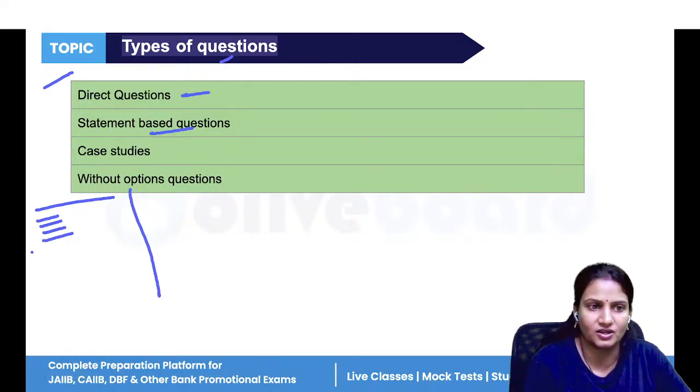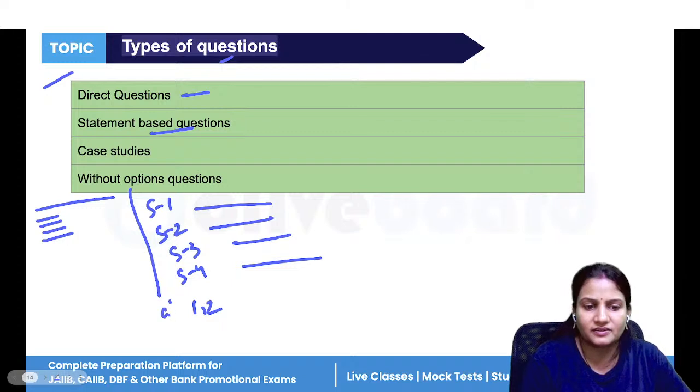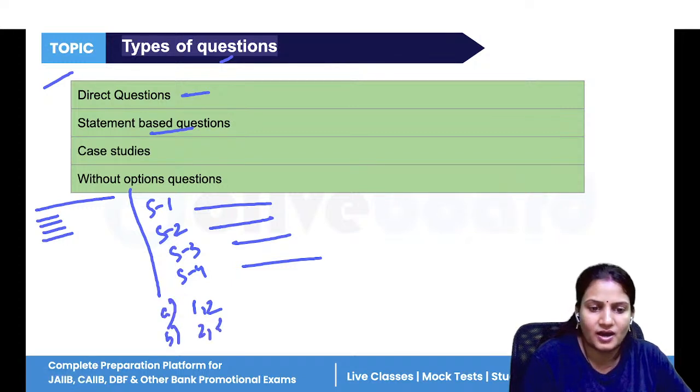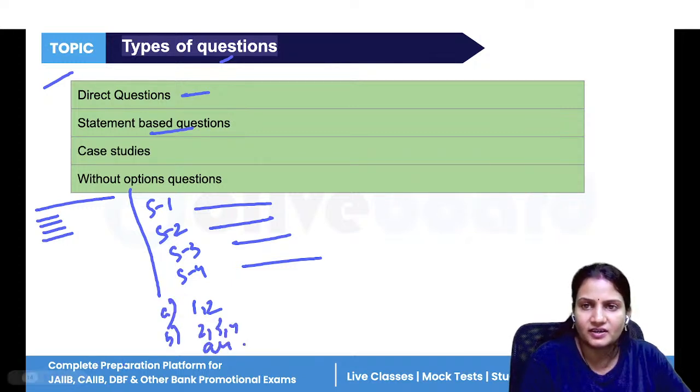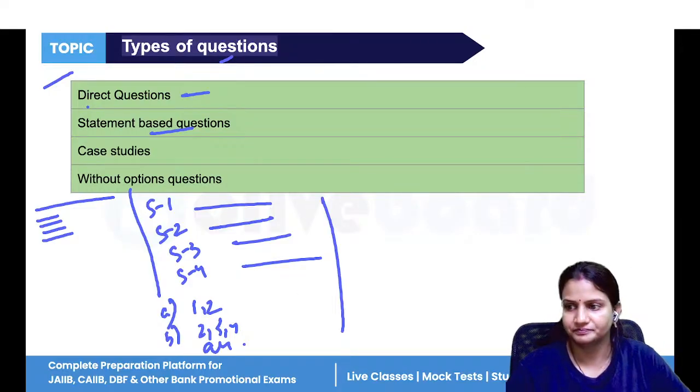This is a direct question. Now there are statement-based questions, where statement 1 is given, statement 2, statement 3, statement 4 are given, and you are asked to find which statements are correct. Options will be like: 1 and 2 are correct; 2, 3, 4 are correct; all of the statements are correct; none of the statements are correct. In such a way, the statement-based questions will be formed.